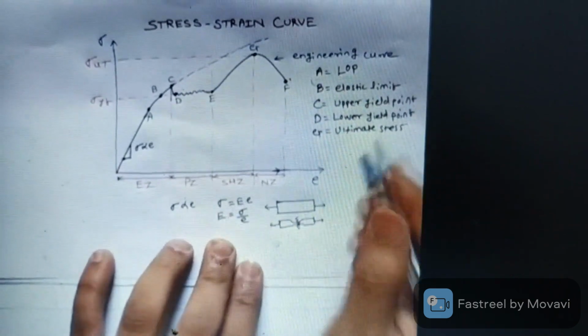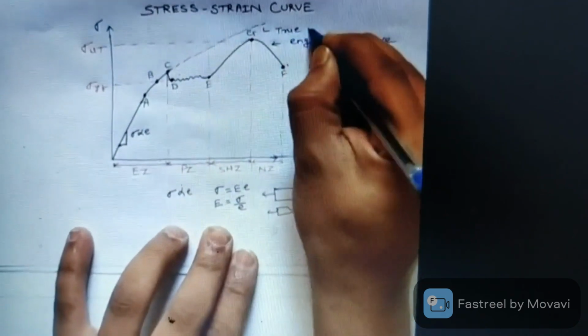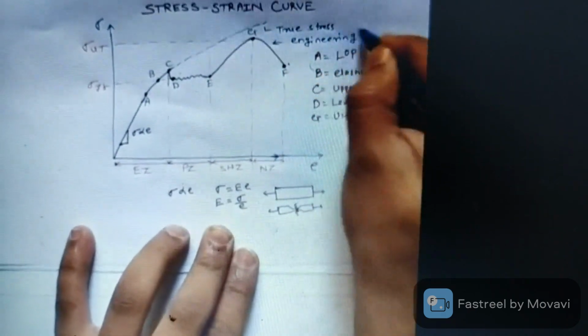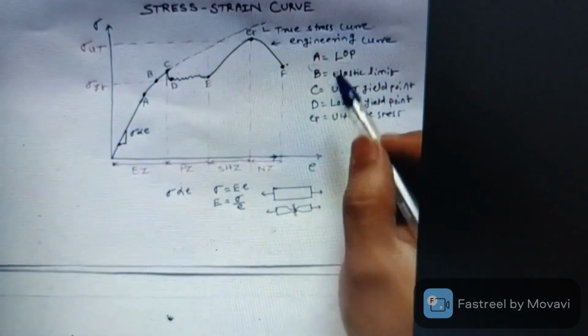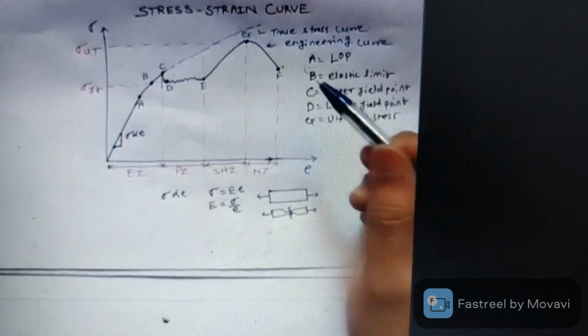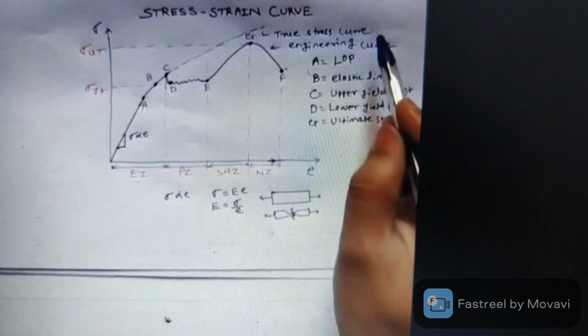And this is our true stress curve. Okay, now this is also very important and interesting. What is the difference between these two, the true stress curve and the engineering curve?